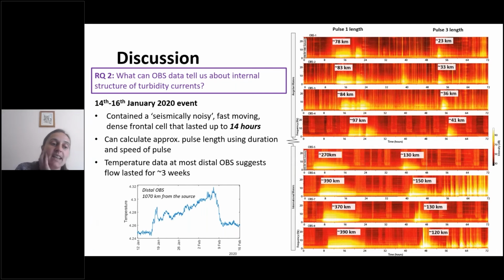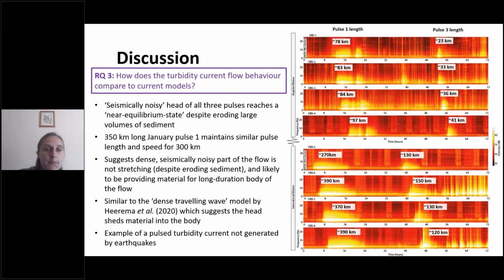Very briefly then, to say that we also have an idea about how long that trailing body and tail of the flow might be based on the temperature data for the most distal OBS, and that's shown in the bottom left here. What we can see is that we have a rapid increase in temperature that really well matches up with the arrival time of the turbidity current at this OBS. And then we see a continued increase in temperature at the OBS for a further 21 days before seeing quite a rapid drop off in temperature again. And we've interpreted this as representing that the turbidity current is still providing warmer water for those 21 days, so that maybe the turbidity current lasted around 3 weeks.